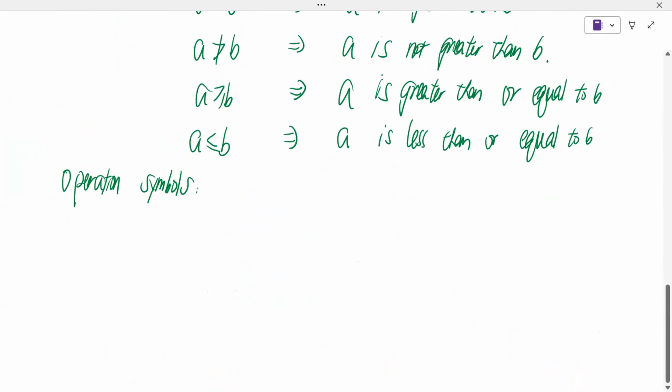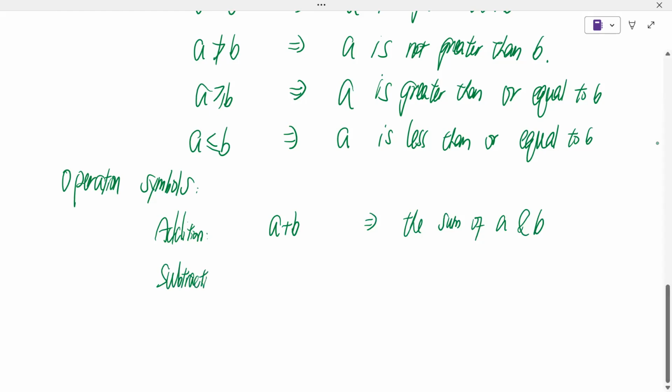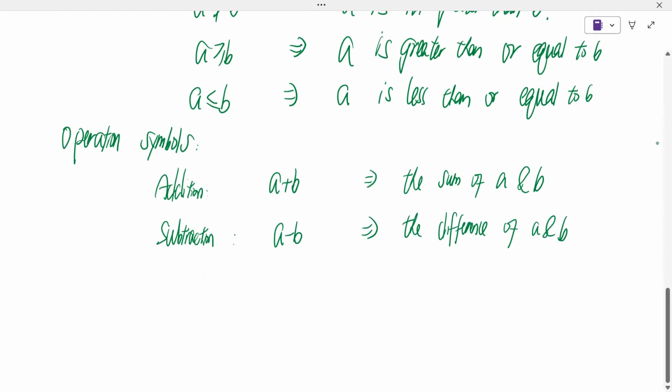Next topic is the operation symbols. We have addition, meaning A plus B. You can also say the sum of A and B. We also have subtraction, basically A minus B. We call this the difference of A and B. And also we have multiplication, so A times B.